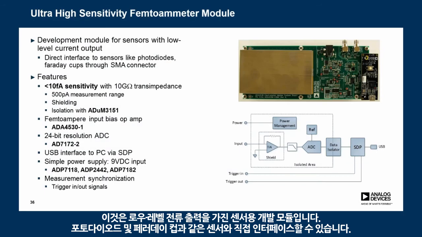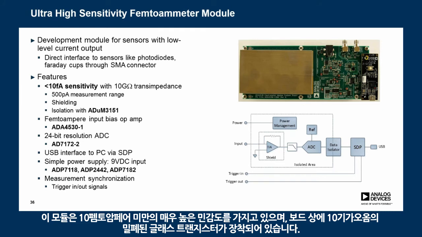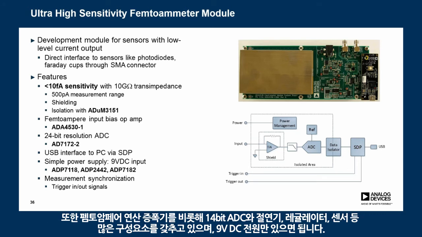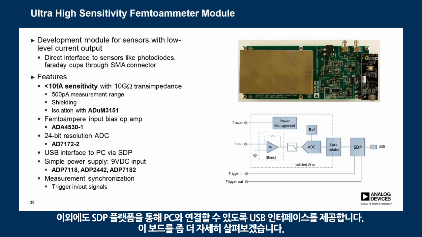So this is a development module for sensors with really low level current output. It allows direct interface to sensors like photodiodes and Faraday cups. It has very high sensitivity of less than 10 femtoamps. And we also populated a 10 gigaohm hermetically sealed glass resistor on the board. And it has a bunch of components in it. Like it has obviously the femtoampere op-amp. It has a 24-bit ADC. It has isolators in it. It has regulators, references. And it only requires a 9-volt DC supply. And we also provide a USB interface to PC via our SDP platform.